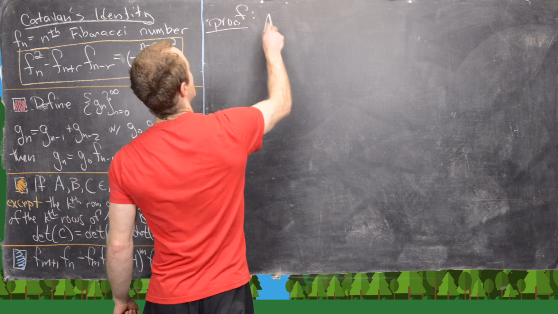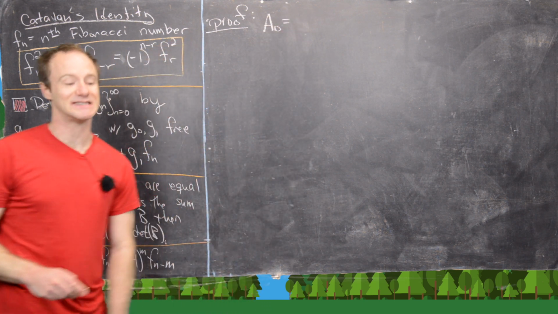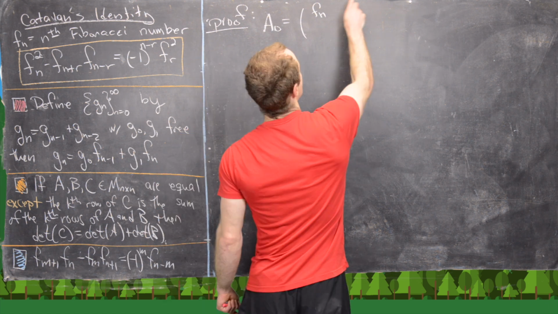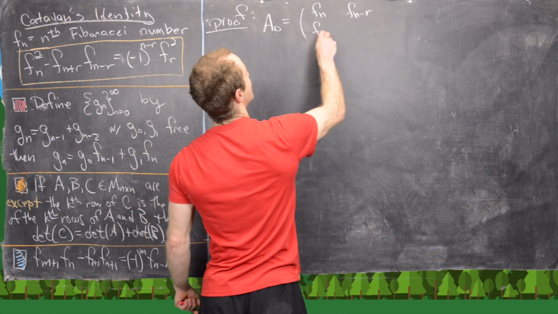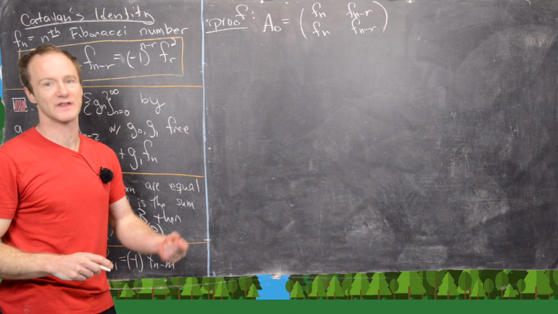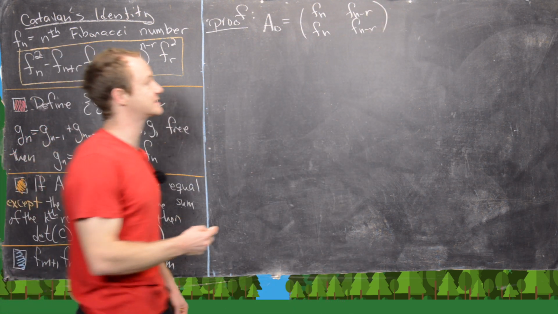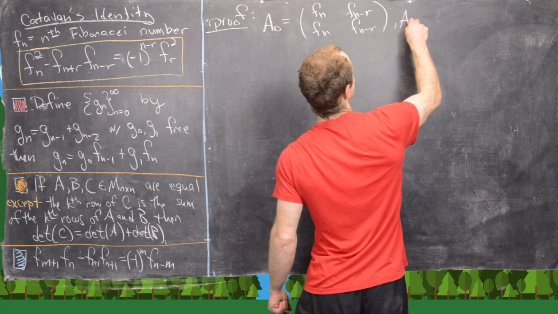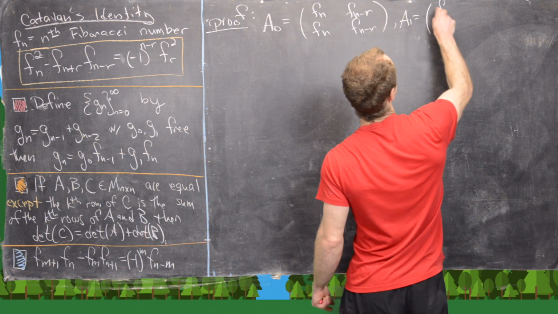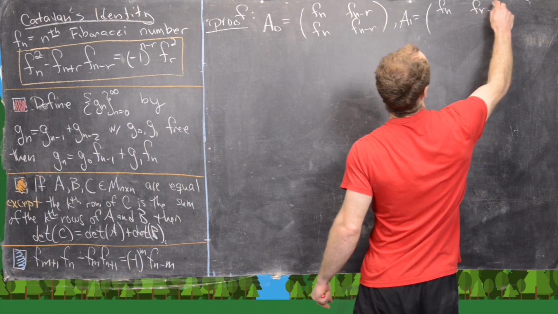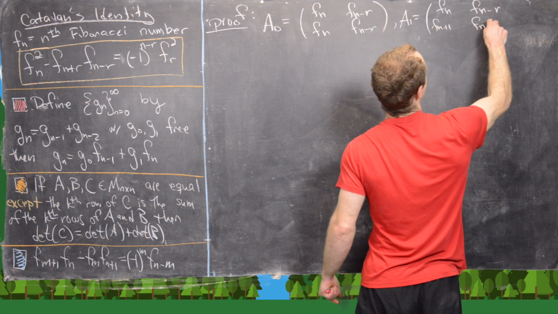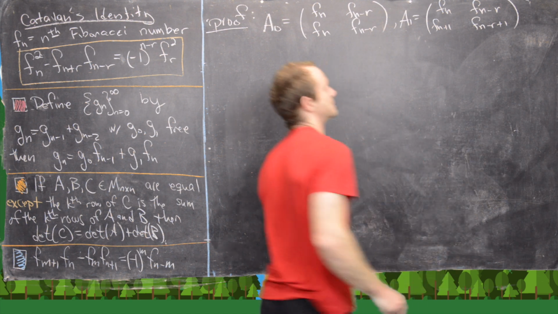So let's go ahead and say that the matrix A_0 is equal to this matrix: F_n, F_{n-r}, F_n, F_{n-r}. So in other words, the first row and the second row are exactly the same in this case. And then furthermore, we'll need a matrix A_1 to get us started as well. And so that will be F_n, F_{n-r}, F_{n+1}, and F_{n-r+1}.